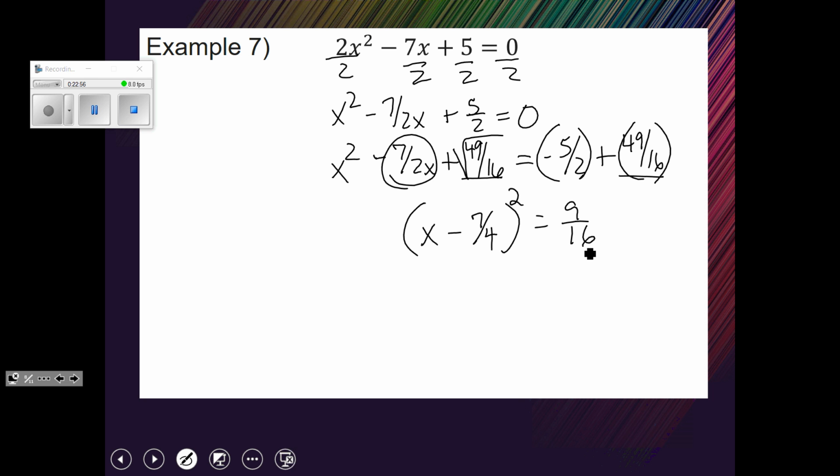What do you do from here? Take the square root of both sides. So the square and the square root cancel.